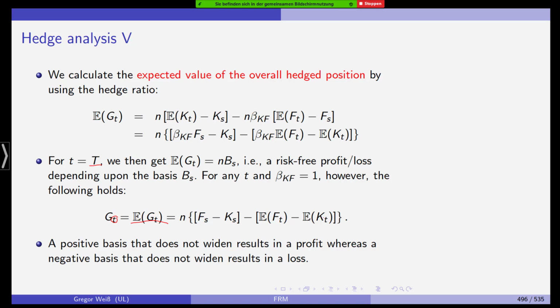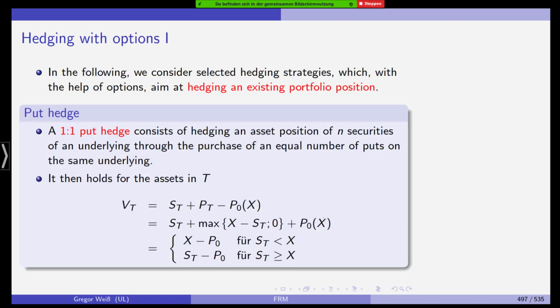So a positive basis that does not widen results in a profit, whereas a negative basis that does not widen results in a loss. If the basis changes, we might also make a profit or loss, and that's what you can see here. So if these differences do not change, or if they change, and if they are positive or negative, we get a profit or a loss, respectively. Okay, so this is very simple hedging with futures.